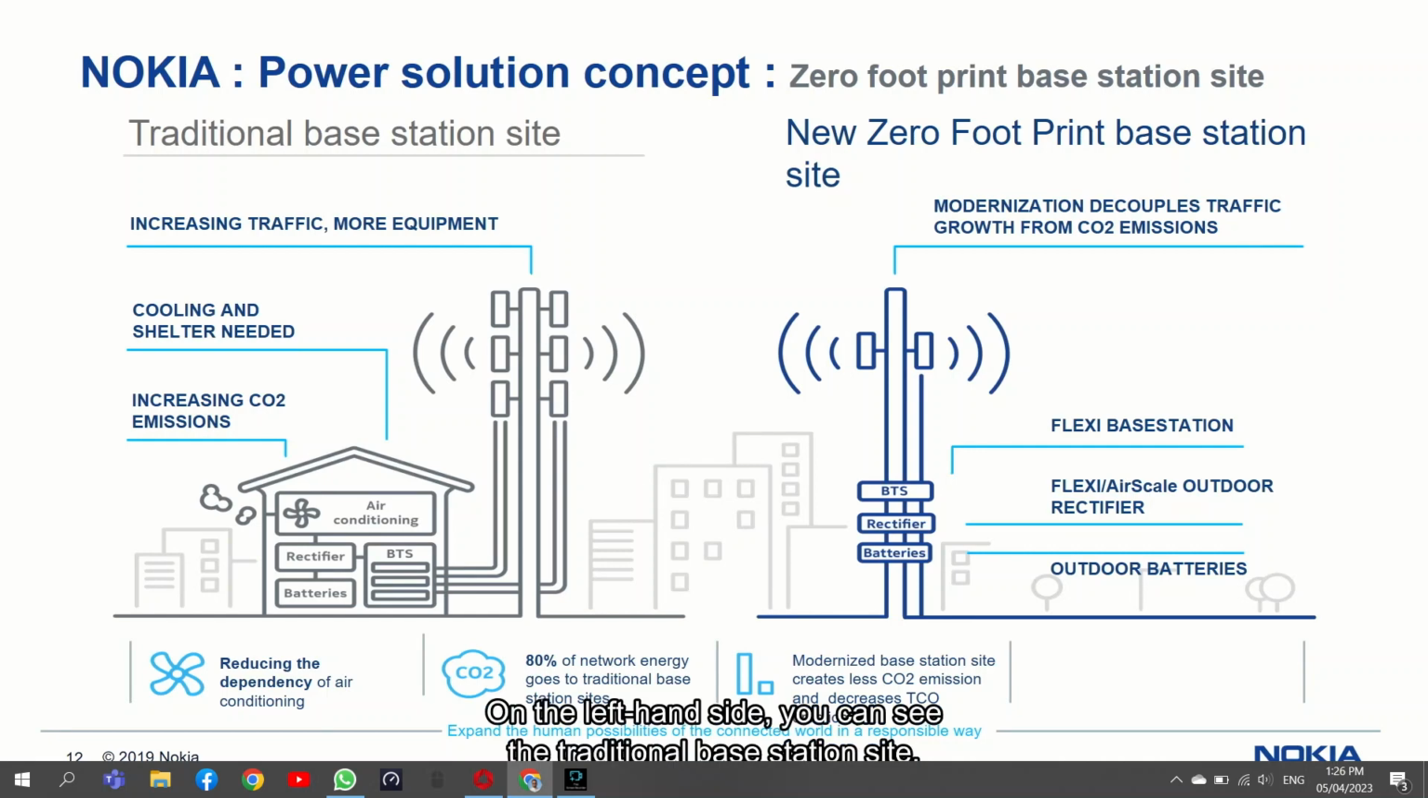On the left-hand side, you can see the traditional base station site, where we have a container or room for a base station, rectifiers, and batteries. And then we often need air conditioning to cool down the solution. But now today we are able to build sites with a so-called zero-footprint solution, where the base station, rectifiers, and batteries are outdoor capable and can be installed even in the pole or tower without the need for any additional container or cabinet or room.